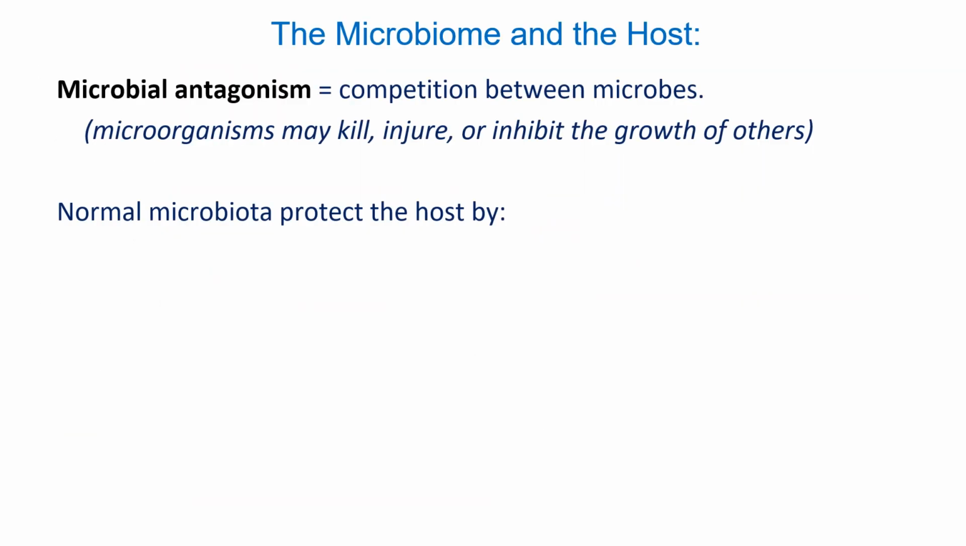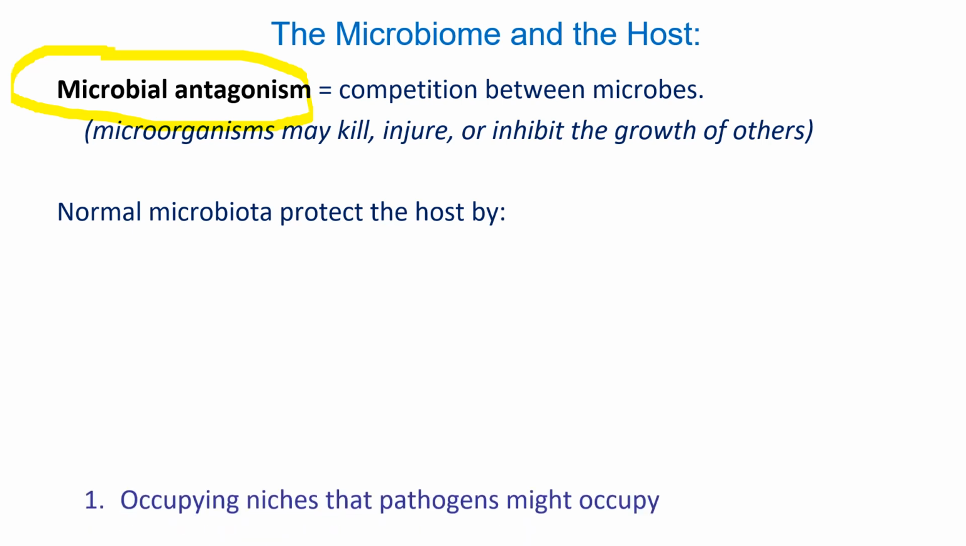So I mentioned before that some of the organisms of our microbiome actually protect us against other potential pathogens. This is a process that we call microbial antagonism. This means that microbes really just compete for nutrients as a part of an ecosystem and as part of our body.